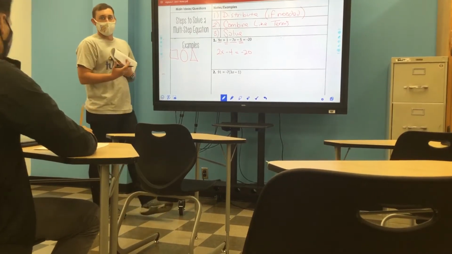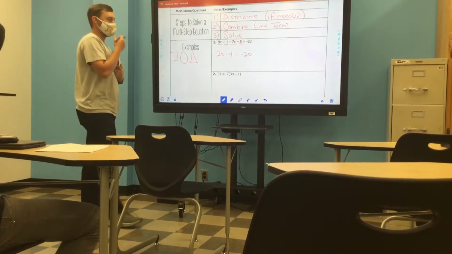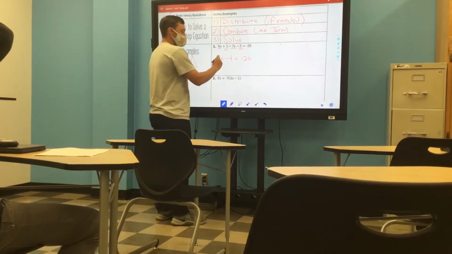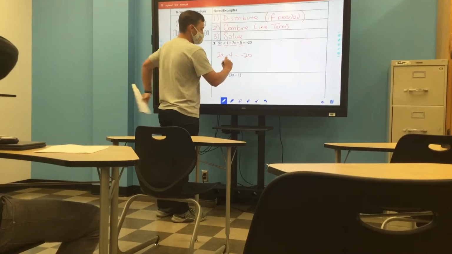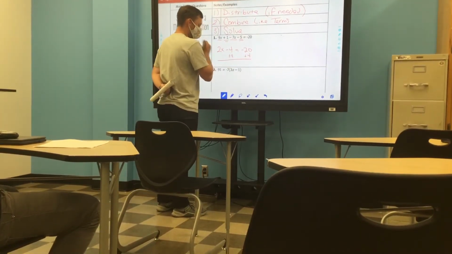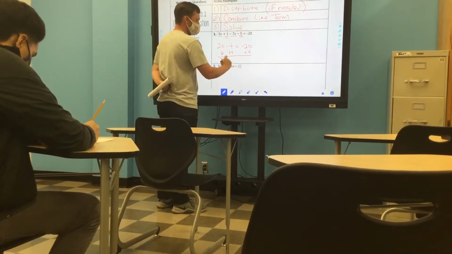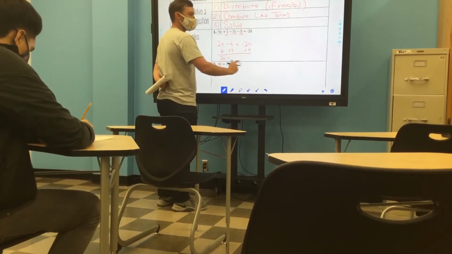Now once we're to this point, we're at what we did yesterday, right? This is what we worked on yesterday in the lesson. We're going to isolate the x on the side by itself. We're going to add our 4. We're going to end up with the 2x dropping down. 2x is equal to negative 20 plus 4.